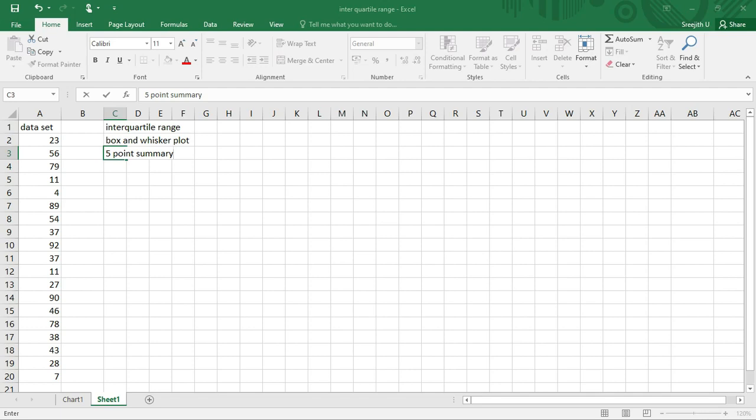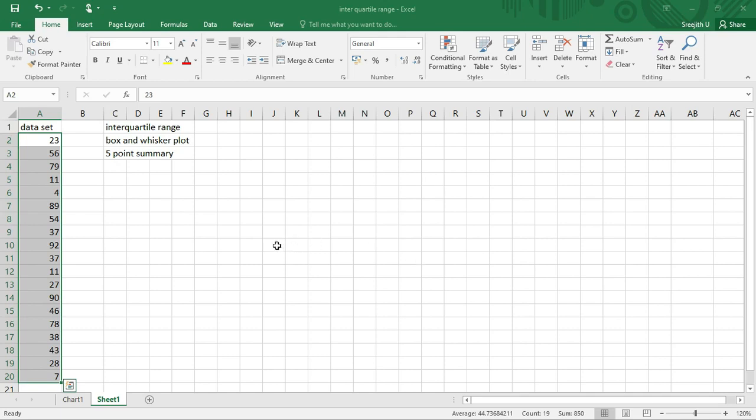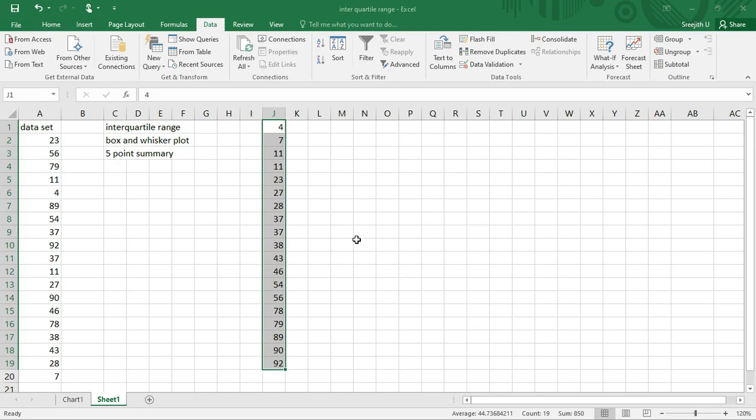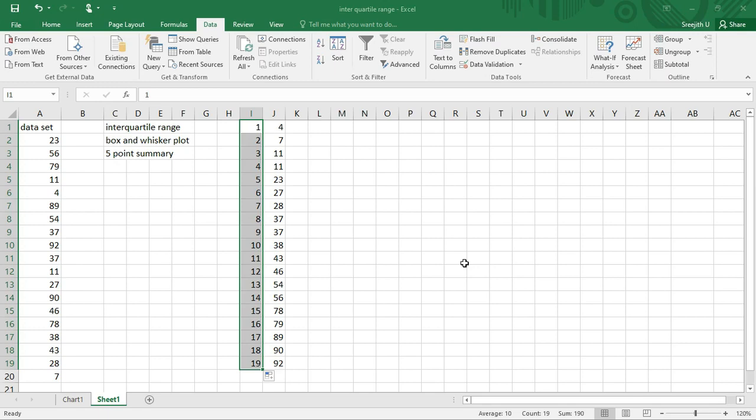So we have the data set next to us right here. As always, the first thing that we do is try to arrange it in ascending order. Let's number them. There are 19 numbers in our data set.